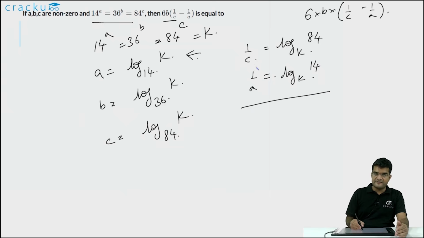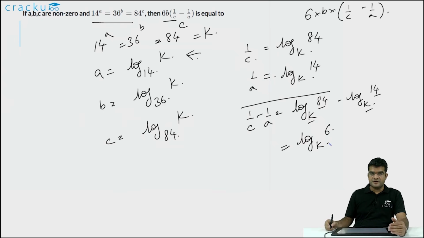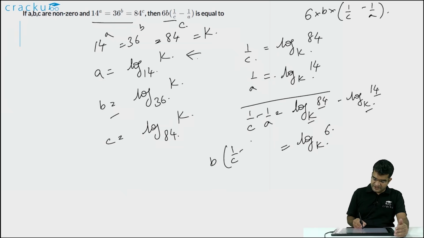So if you are subtracting 1 by a from 1 by c, the value of 1 by c minus 1 by a will become equal to logarithm of 84 to the base k minus logarithm of 14 to the base k. Note that both the bases of the logarithms are the same. So this will be equal to log of 84 divided by 14, that is, log of 6 to the base k. Now if you are multiplying this with b, you have to multiply log of 6 to the base k into b, which is equal to log k to the base 36.